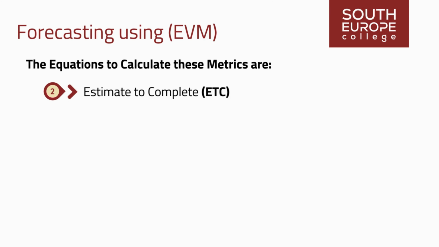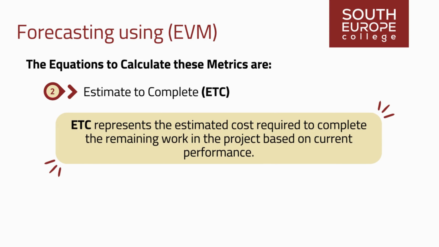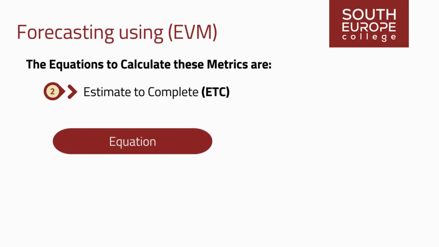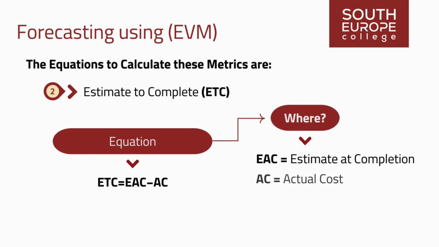Estimate to complete, ETC. ETC represents the estimated cost required to complete the remaining work in the project based on current performance. ETC is calculated by subtracting the AC, actual cost, from the EAC, estimate at completion. Equation: ETC equals EAC minus AC, where EAC equals estimate at completion, AC equals actual cost incurred to date.